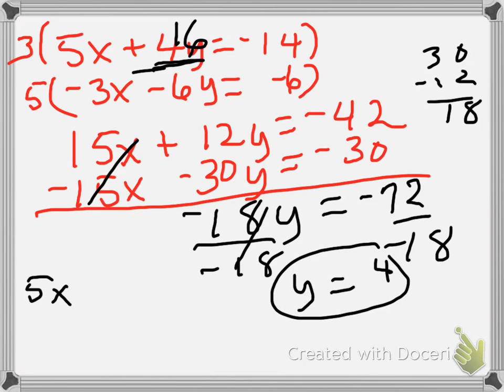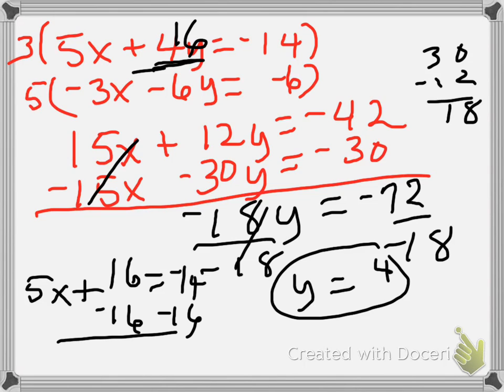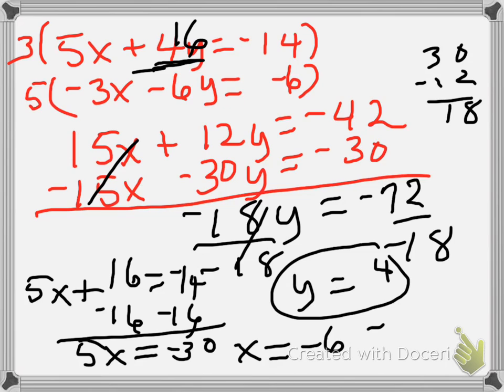So 5x plus 16, no y, nothing, you just substituted it in, equals -14. Now minus 16 on both sides, leaving 5x is equal to, this would be 10, that's a -30. So your x is equal to a -6. So in solving this system, the intersection would be -6, 4, where it intersects.